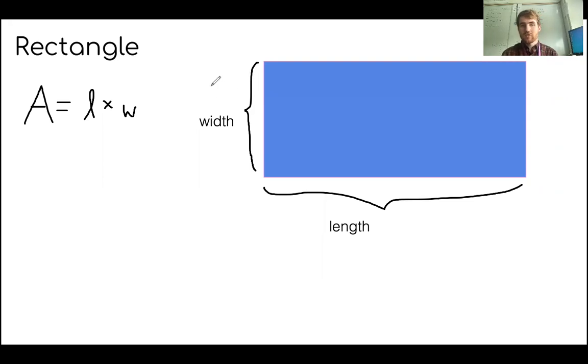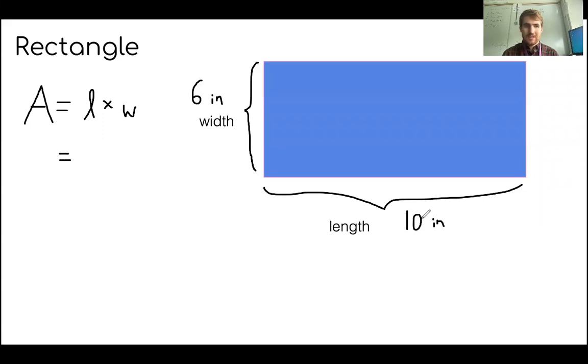So let's say we took out a ruler and we measured this and we found out that this was 6 inches. And we measured this side and we found it was 10 inches. How would we find the area of the rectangle? Well, it's easy. We're just going to use the formula.